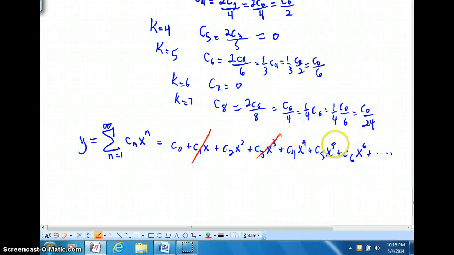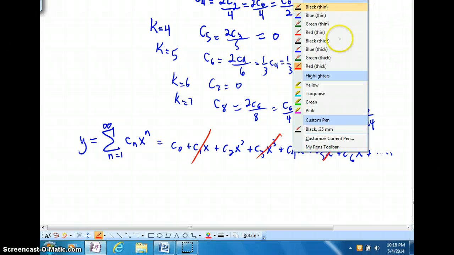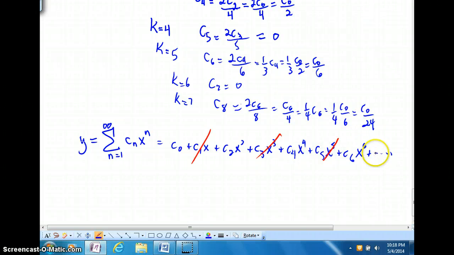Every odd power of x was wiping out. And you know what? I'm even going to write over here, here's C sub 7 x to the 7th, C sub 8 x to the 8th. You can see C sub 7 x to the 7th is gone. But let's think through this just a little bit.